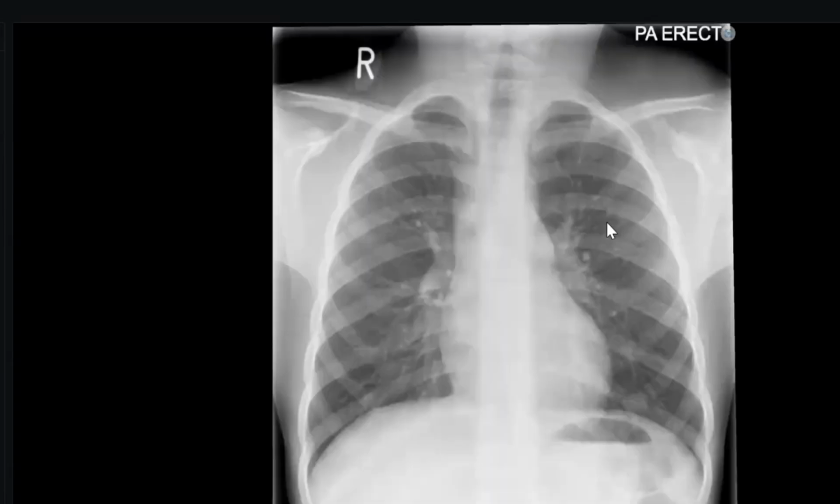Next candidate. Yes, sir. I'm candidate 14. Any history, please? A 10-year-old female patient presented with recent cough and left side chest pain.